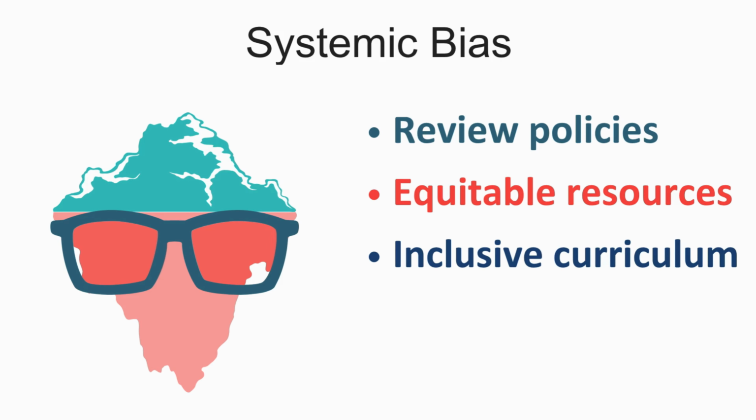So systemic bias. As a school, you can look at your policies, your resources, and ensuring that the curriculum is inclusive as well. So once you, as an individual teacher or individual teachers, can address it in your classroom, then you can step up to the next level. Or maybe simultaneously, you're saying, okay, we're going to address these biases in the classroom. Administrators, we need you to address them in regards to policies, resources, and curriculum.